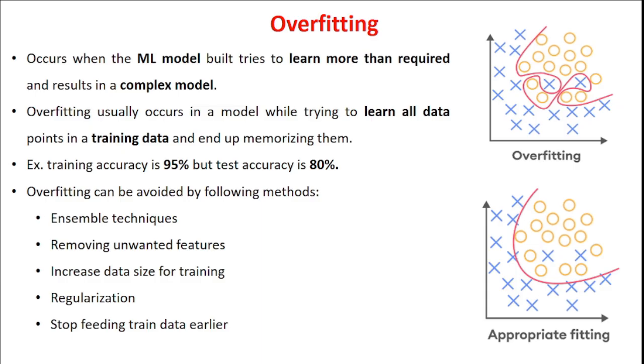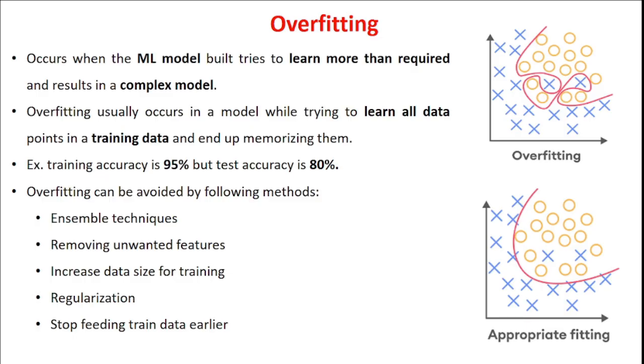Overfitting occurs when the ML model tries to learn more than required and results in a complex model. So it starts to memorize. See here in the right hand side image, there are two classes and it starts to memorize. Due to over-memorizing, during training the accuracy is very high, above 90 or 95 percentage, but during testing and validation, the accuracy will drop to 50 or 60 percentage.